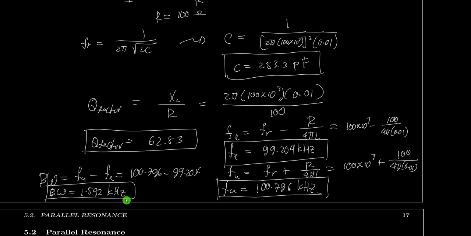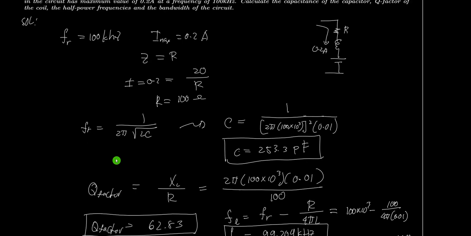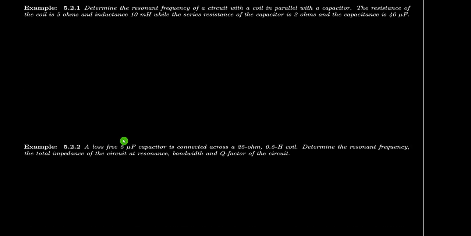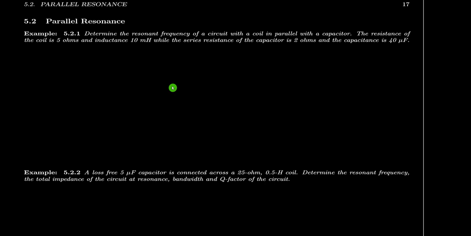But if you want the bandwidth in terms of omega, without the unit hertz, you just need to divide that with 2 pi. Okay, so that is the series resonance. And for the parallel, we have 3 again. You can solve this.